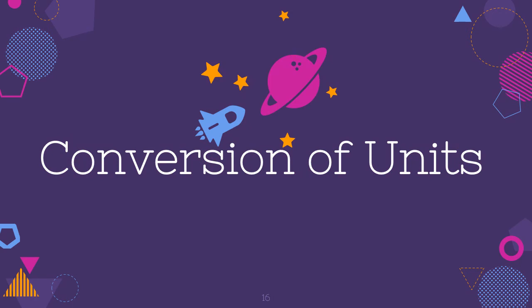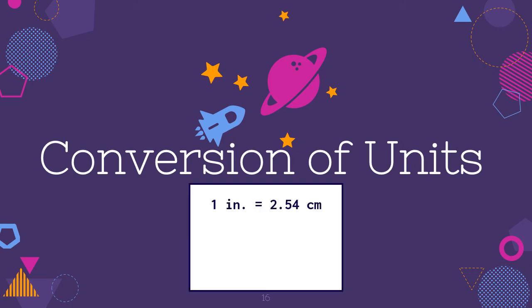Now, let's look at how to convert the units of length in the English system to the units of length in the SI unit system. When we say SI, it is the International System of Units. So we have 1 inch is equal to 2.54 centimeters, 1 foot is equal to 30.5 centimeters, 1 yard is equal to 0.915 meter, and 1 mile is equal to 1.61 kilometers.